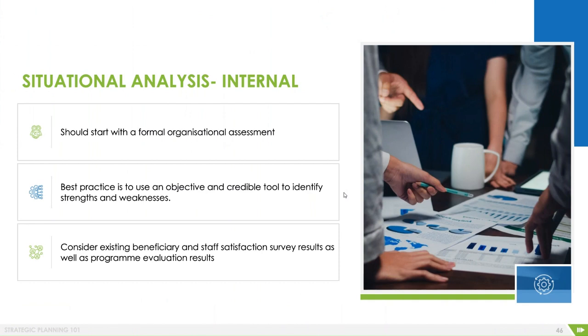In terms of a situation analysis, which is usually done on the inside, you'll start with a formal organization assessment. And as a best practice, to use it as an objective and a credible tool to identify strengths and weaknesses. That's what this internal examination can do. What's going on with us? Where are we strong? Where are we weak? Where do we need areas of improvement? This is what the situation analysis will do. It will also consider existing beneficiaries and staff satisfactions, as well as program and evaluation results.